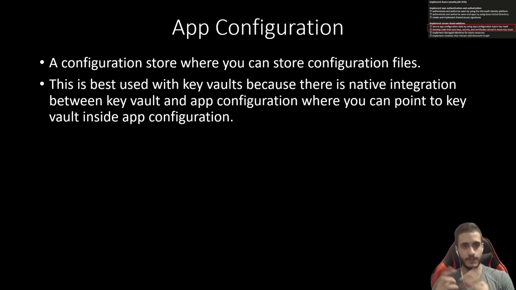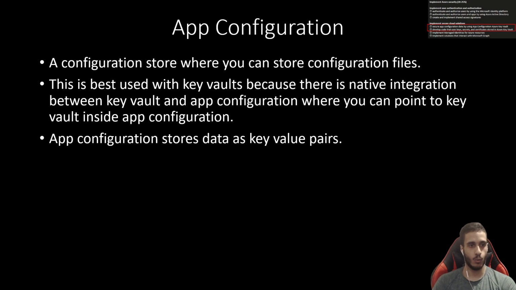Now, this is best used with Azure Key Vault because there's native integration between them. So let's say you are storing connection strings in your configuration files on Azure App Configuration. Instead of storing the value of the connection string on Azure App Configuration, you would simply store a pointer to Key Vault, which actually contains the connection string, essentially keeping your secrets on Key Vault and just configuration-specific information on app configuration. Now, Azure App Configuration stores data as key value pairs, and I will show that in a bit.